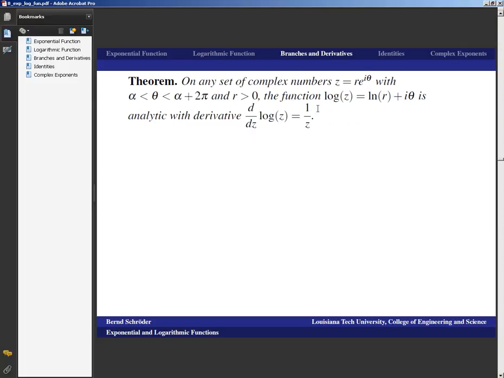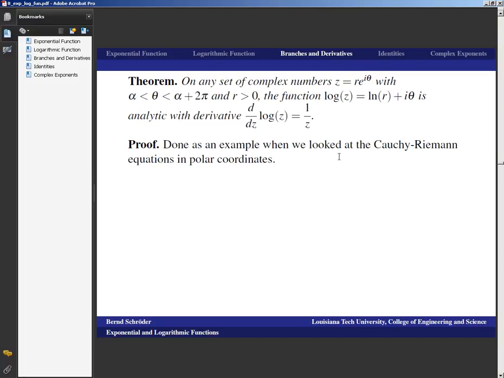Again, the derivative of the natural logarithm on the real line is 1 over x, so it should not be surprising that the derivative of the complex log is 1 over z. And the proof is one of the nicer ones, because we've done this as an example when we talked about the Cauchy-Riemann equations in polar coordinates, so that means we don't have to do the proof again.